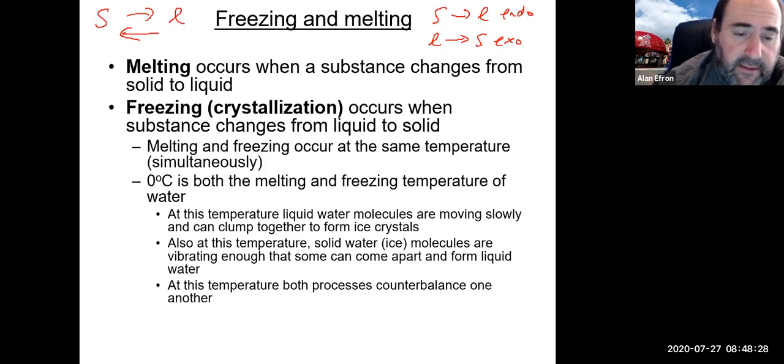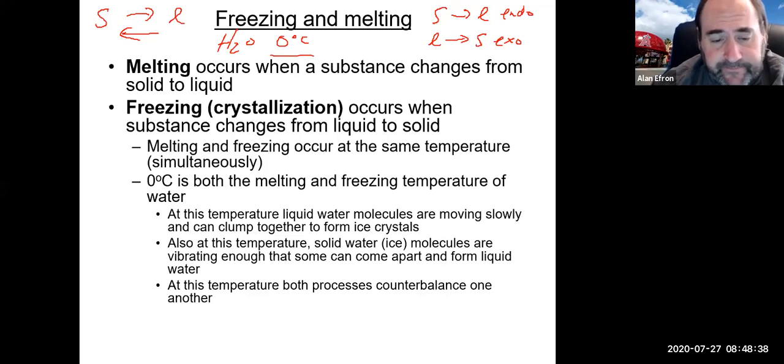And again, just like evaporation and condensation, it occurs at the same temperature. So something like water, that's 0 degrees Celsius. By the way, if you're not dealing with water, it would be different temperatures. And that's the normal melting point or freezing point, for example, of water. And at this temperature, water molecules that are moving slowly can basically clump together and make ice crystals.